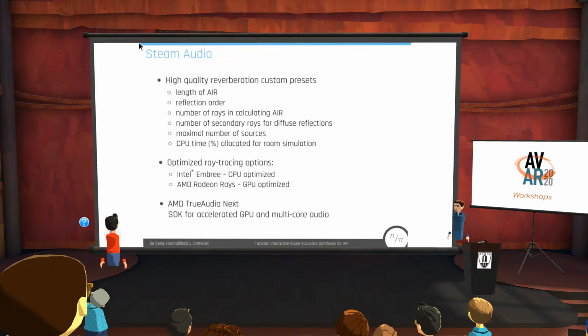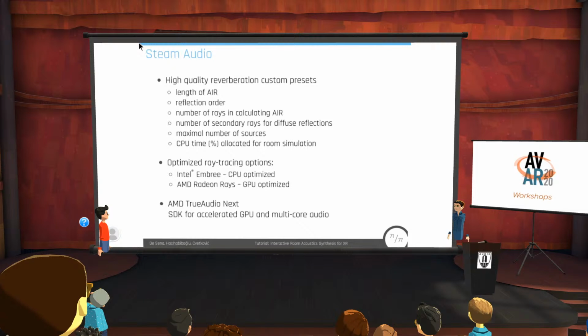Some would actually see this as basically that there are limits up to which we can provide this high quality reverberation. So as we increase any one of those parameters, we obtain high quality, but that leads to much higher computational complexity. And as this high quality room acoustics is done via ray tracing and convolution, it requires powerful ray tracing algorithms. In addition to its internal ray tracer, Steam also supports two external algorithms which are GPU or CPU optimized. In addition to that, it supports a specialized SDK for accelerated GPU and multi-core audio.